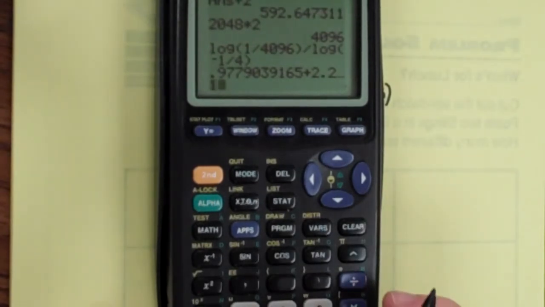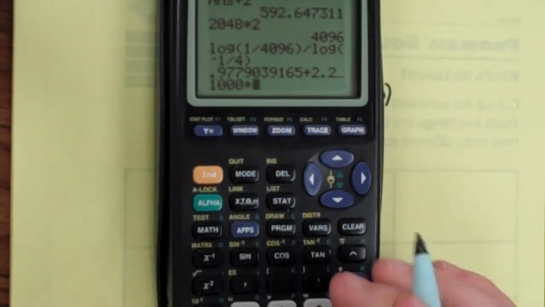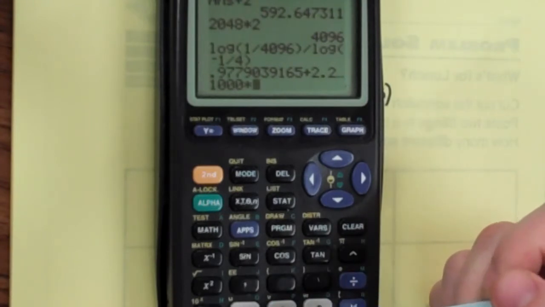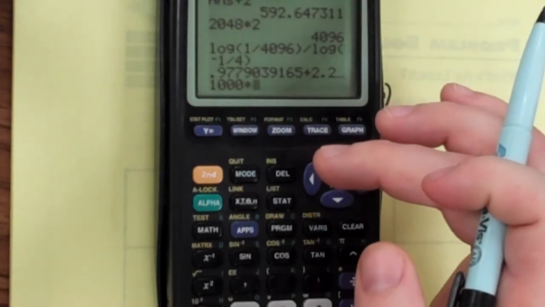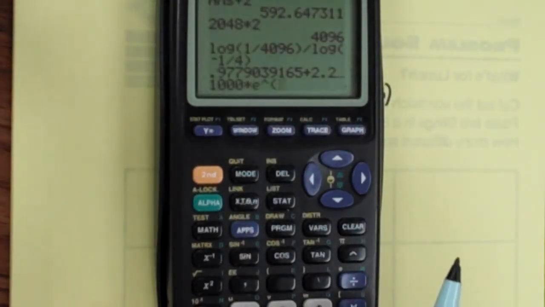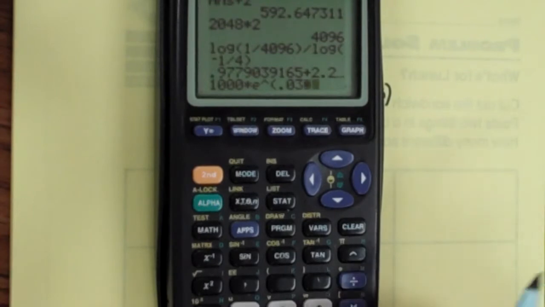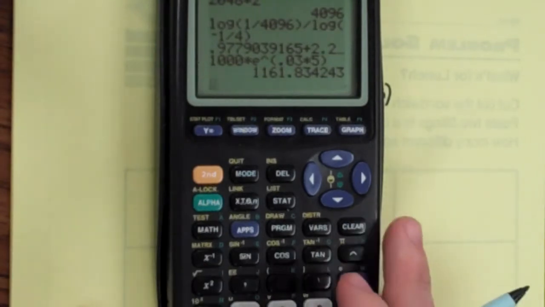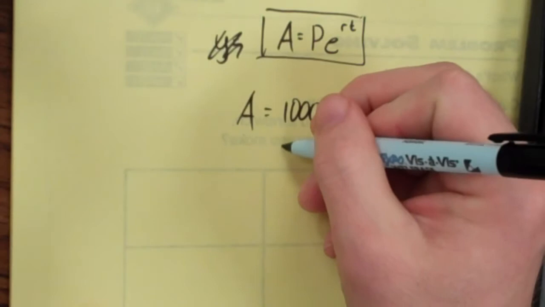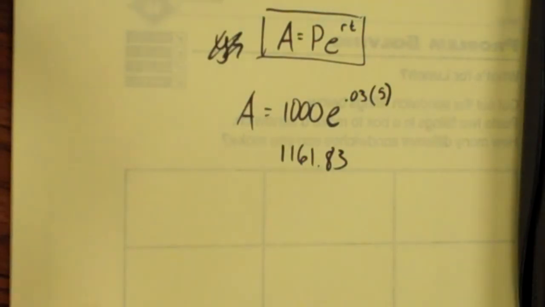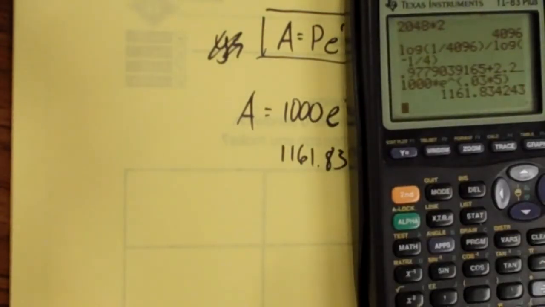So 1,000 times, where do I find e? Well, e is above this button right here, the LN button. We'll learn how to use this button in the future. But right now, you just press second e, and it raises e to a power. It's asking what power you want to raise e to, and you tell it 0.03 times 5. Press enter. Apparently we're going to have $1,161.83. So over 5 years, you've made $161.83. So there you go.